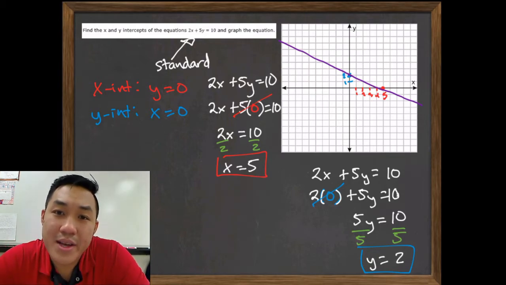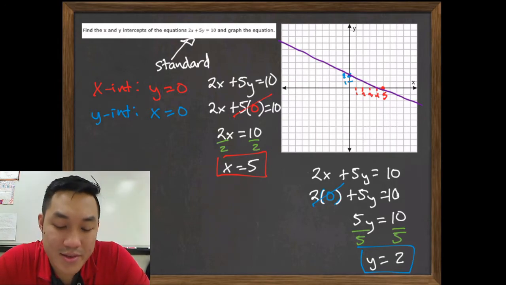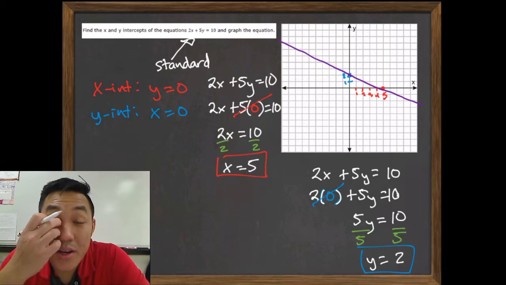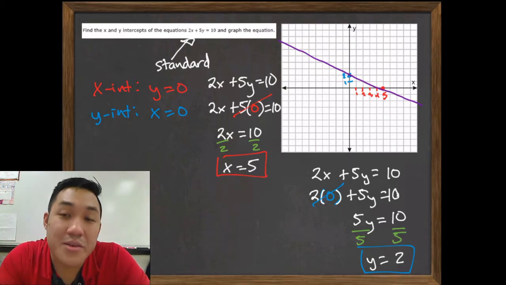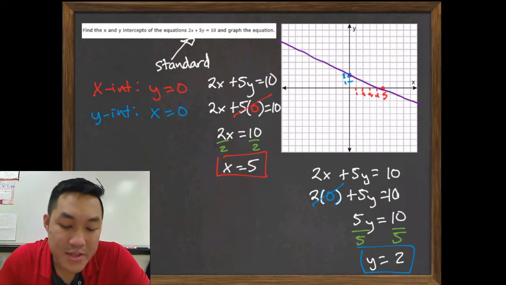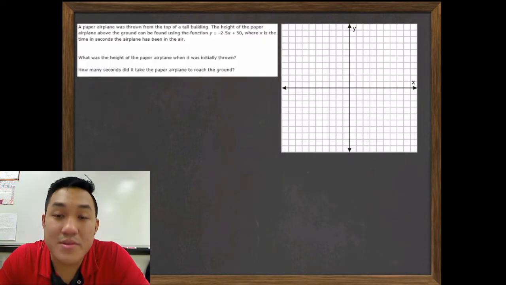So kind of like what we did last time, graphing just the intercepts might even be easier to draw your lines. If I know where it crosses the y and where it crosses the x, I draw my line, and hey, I've got the graph of that equation. Let's do one more example, where it's kind of a real-world situation.